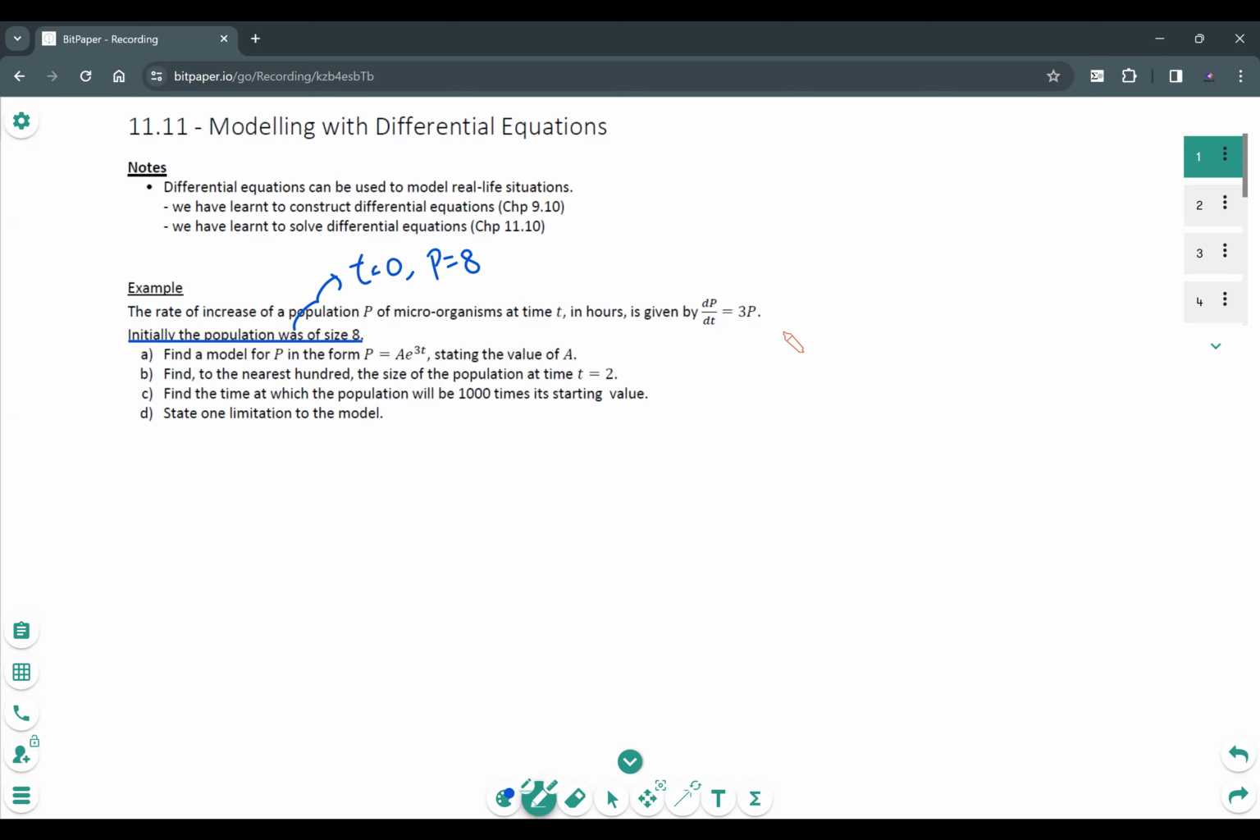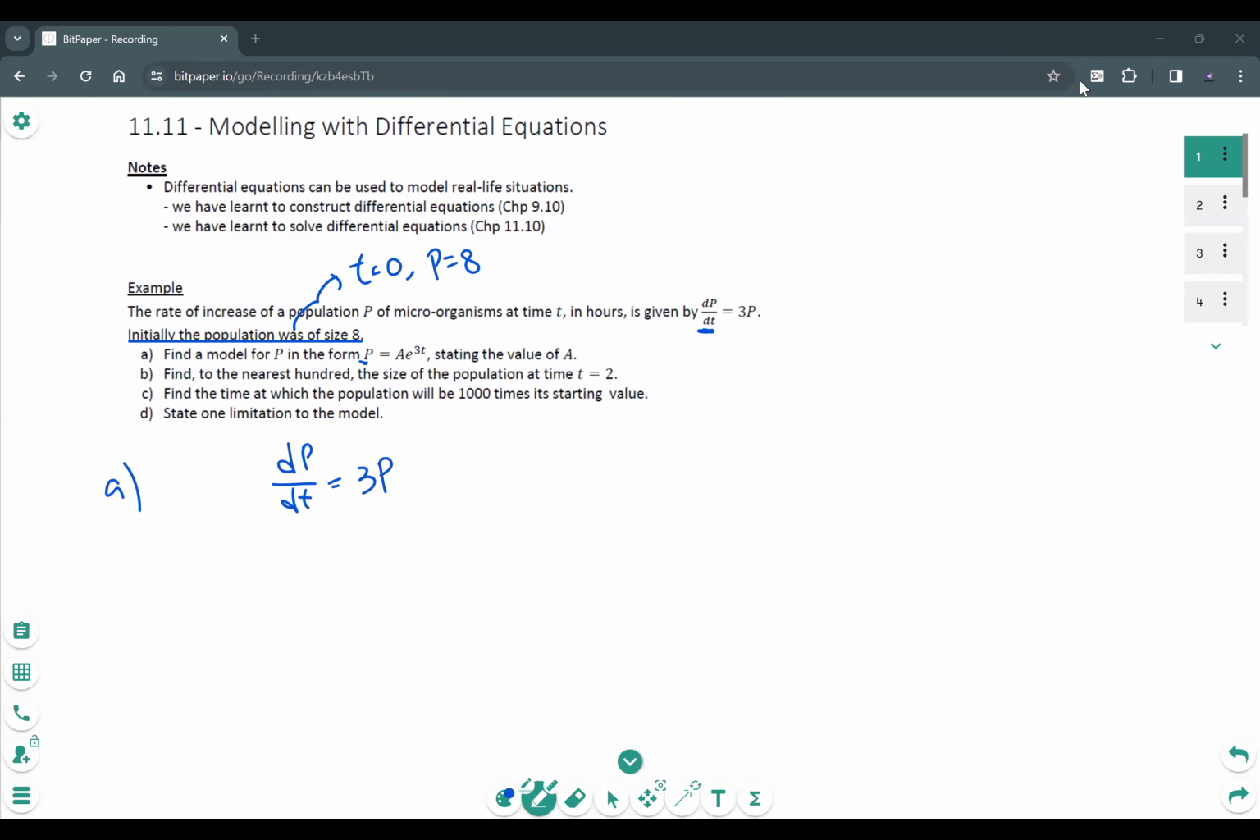Now, to use this, what we need to do is we need to make dP by dt equation into just P. So dP by dt equals 3P. Now, this is what we need to do, separate variables, okay? Now, when you think about what you need to move to the left and what you want to move to the right.